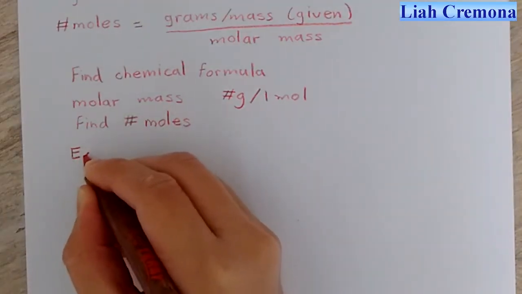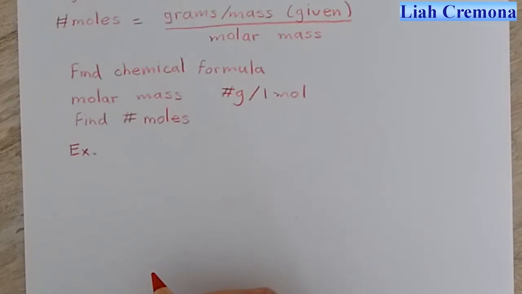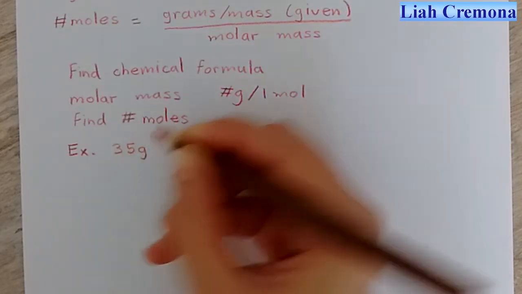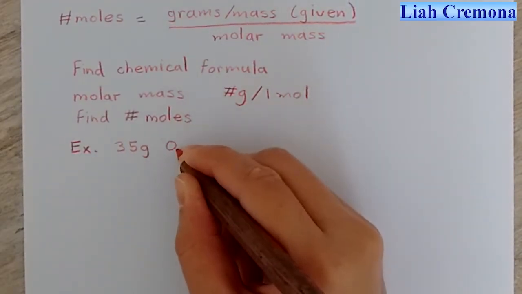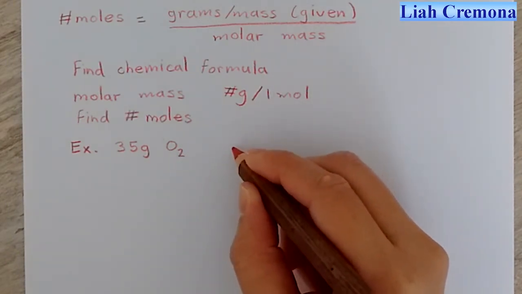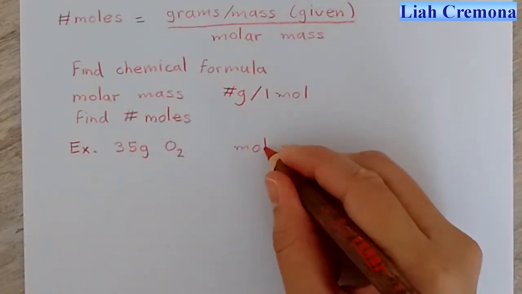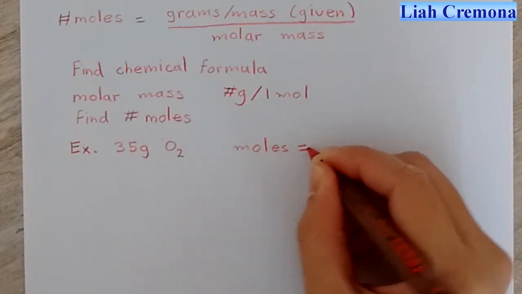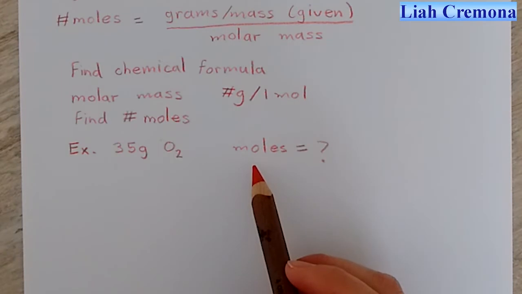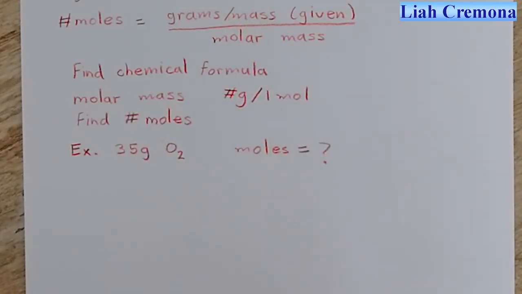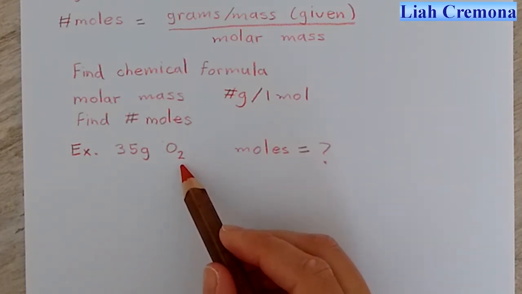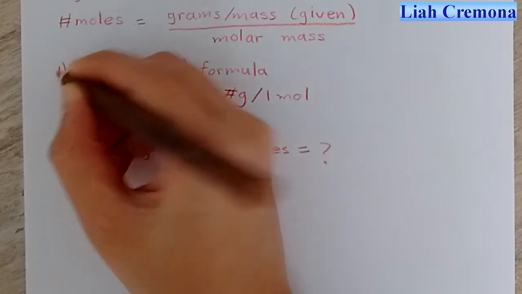So for the first example, a certain number of grams will be given. Let's say we have 35 grams of oxygen gas. And we want to know the number of moles in 35 grams of oxygen gas. So the number of moles is the question. As we can see here, the chemical formula for oxygen gas is already given. Step number 1 is complete.